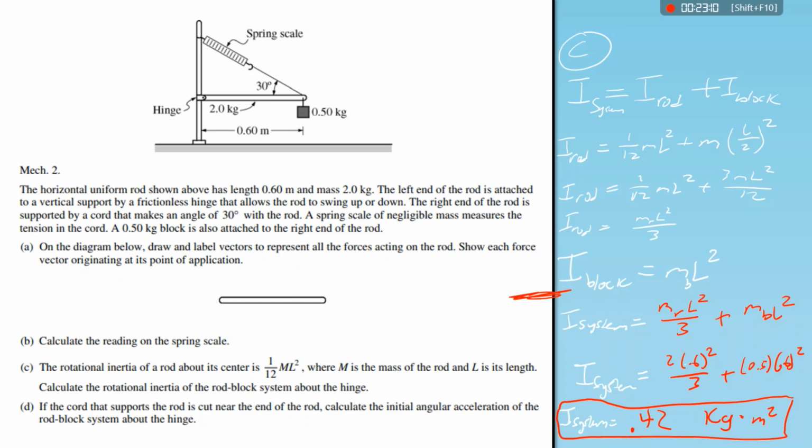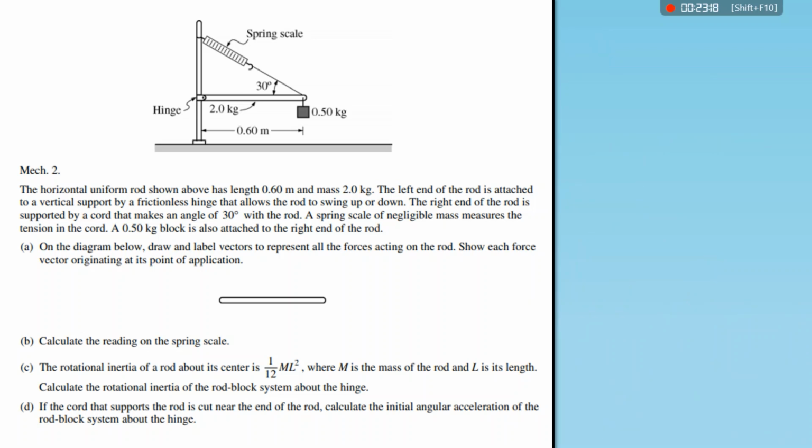Okay, any questions on that one? No. Okay, then last one. The cord that is supporting the rod is cut near the end. I want to calculate the initial angular acceleration of the rod block system about the hinge. So if we lose our tension right now, how can I figure out the rotational acceleration?